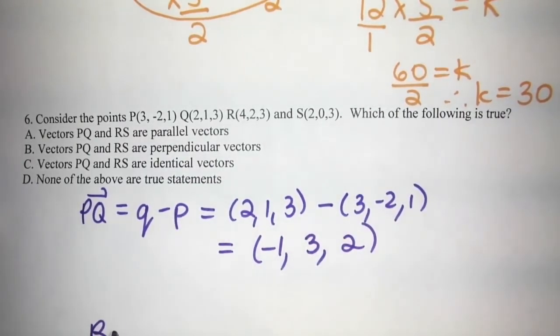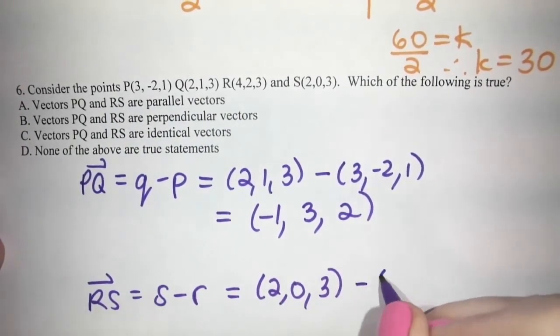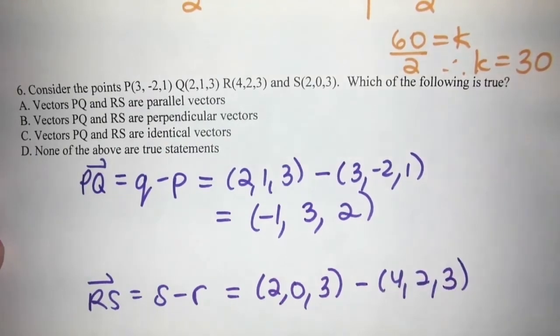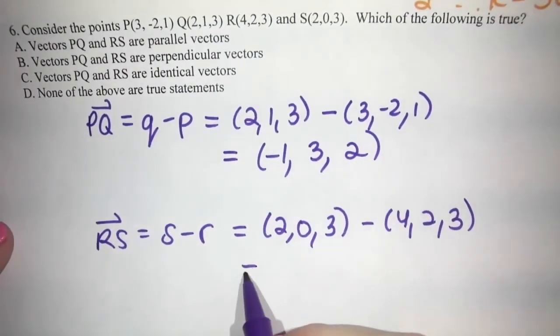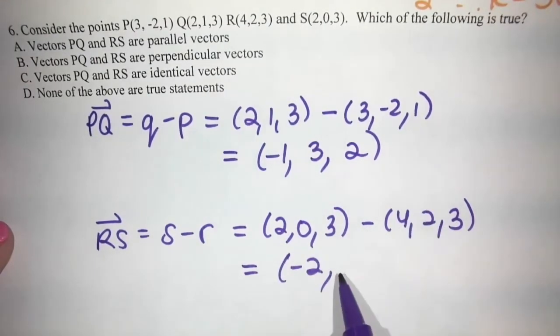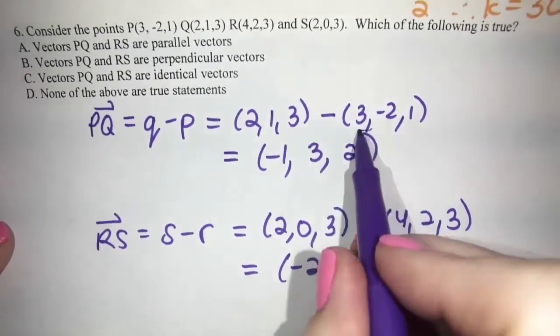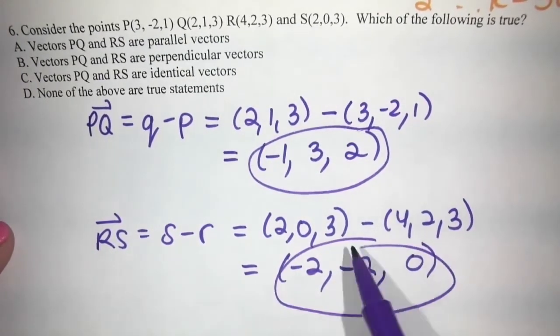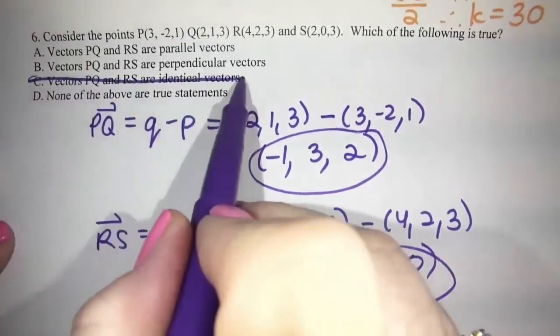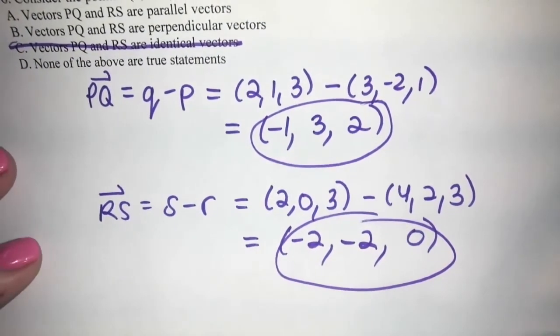And then if we do vector RS, we do S minus R. And so we take 2, 0, 3 minus 4, 2, 3. And we get 2 minus 4 is negative 2. 0 minus 2 is negative 2. And 3 minus 3 is 0. Now these vectors are clearly not identical. So we can cross out C. They're not identical because they're not exactly the same. Identical would mean that they're exactly the same.